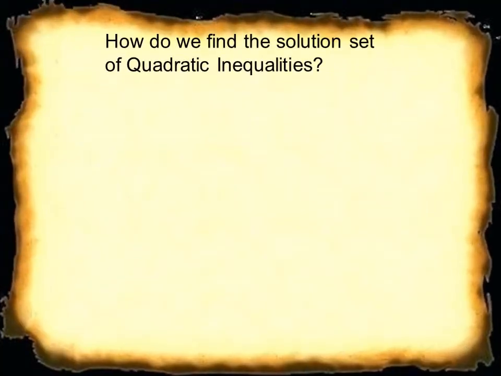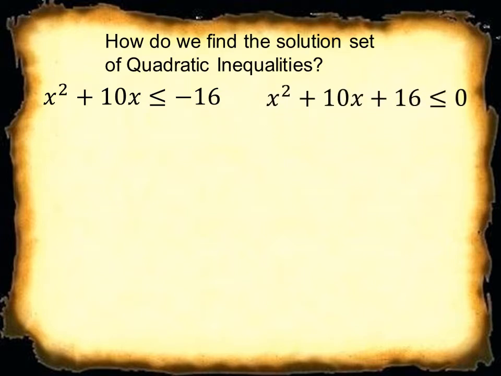Okay, how do we find the solution set of quadratic inequalities? For example, we have x squared plus 10x is less than or equal to negative 16. First, you will transform this into its standard form. It becomes x squared plus 10x plus 16 is less than or equal to 0. Your negative 16 was transferred to the left side, so it becomes positive 16.